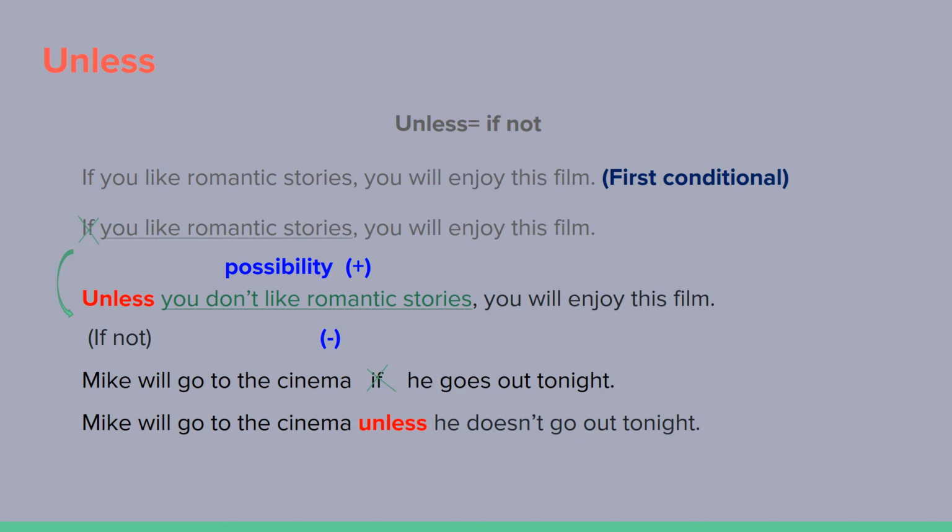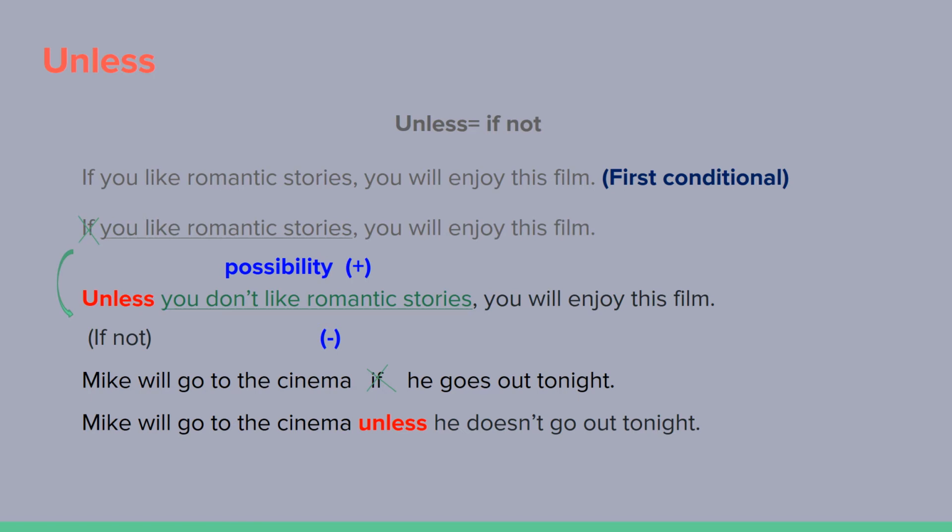In this case, you like romantic stories is a future possibility, but in terms of structure, it's a positive sentence. Since unless means if not, I need to change the structure of the situation sentence and make it negative. Unless you don't like romantic stories, see, now I changed the structure of the situation sentence and wrote it in a negative way, you will enjoy this film.